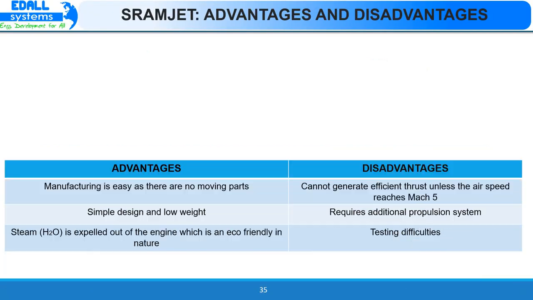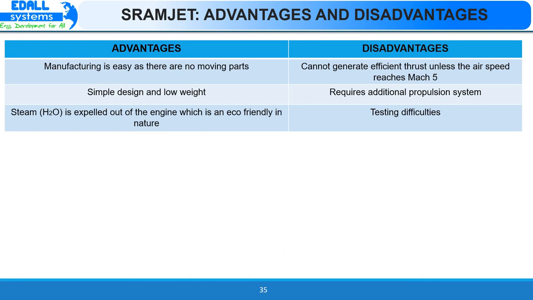Next, we shall study the advantages and disadvantages of scramjet engine. Advantages of scramjet engine are: manufacturing of scramjet engine is easy as it has no moving parts. The construction of scramjet engine is simple as the scramjet engine eliminates the rotating parts like compressors and turbines. The weight of the scramjet engine is low. Scramjet engine reduces pollution because steam is expelled out of the engine, which is eco-friendly in nature.